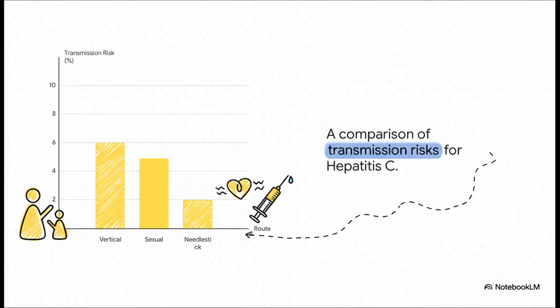Now let's talk risk. How does this actually spread? Well, if you get a needle stick from a positive source, the risk is around 2%. What's interesting is that vertical transmission from mother to child is actually higher, sitting at about 6%. And sexual transmission, well, it's less common, under 5%, but it's definitely a recognized route.